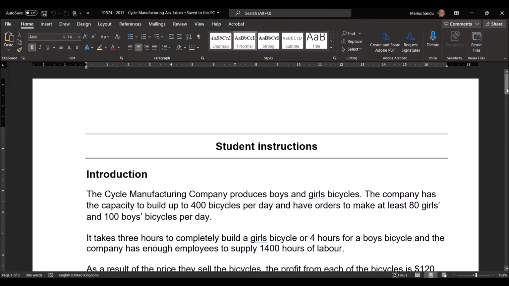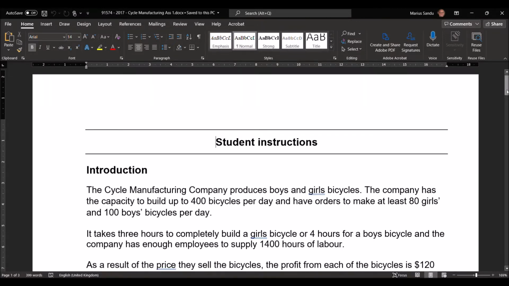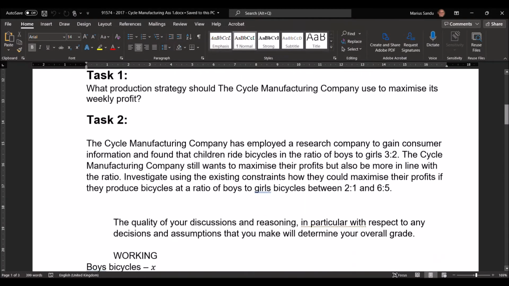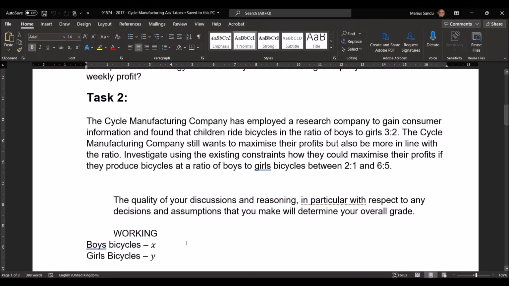The first thing I need to do when I try to solve such a problem is define the variables. As you can see, this is a Word document, and up to here we've got the actual task, and here I've started working the problem. To define the variables, I chose boys bicycles to be X and girls bicycles to be Y.